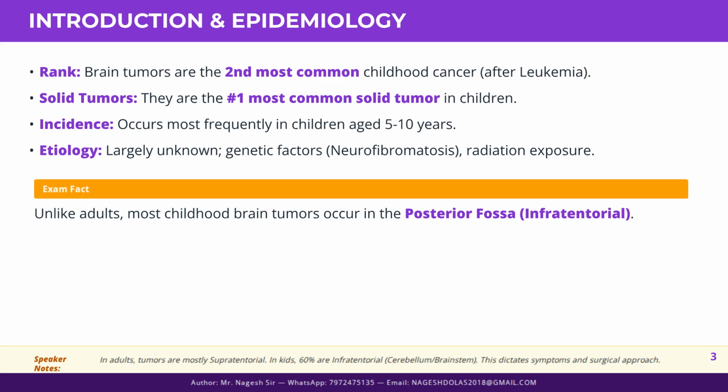Brain tumors are the second most common childhood cancer after leukemia. They are the #1 most common solid tumor in children. The incidence is highest between 5 to 10 years. Etiology is largely unknown, but includes genetic factors and radiation exposure. Unlike adults, most childhood tumors are infratentorial.